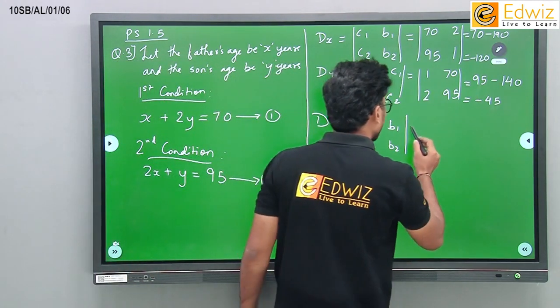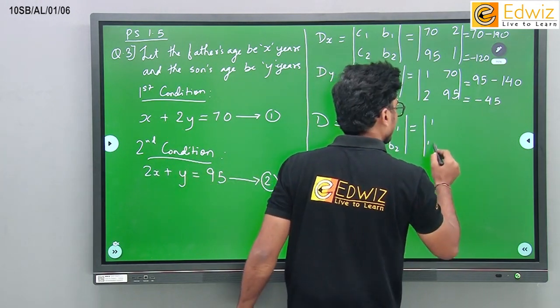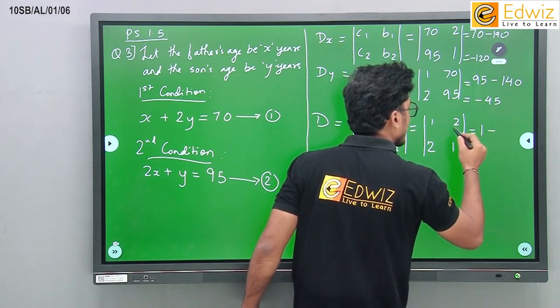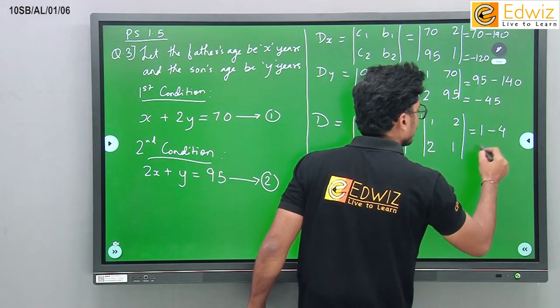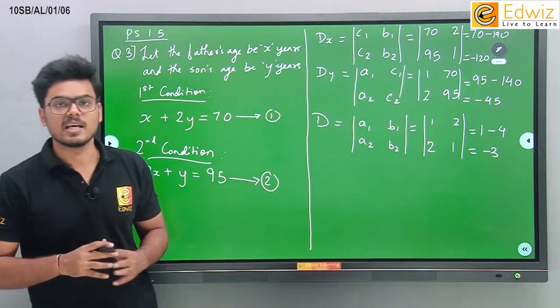Let us find out D finally. D is the determinant of 1, 2 and 2, 1. So this will be equal to 1 minus 2 twos are 4, that is minus 3. Correct? That is the value of D.